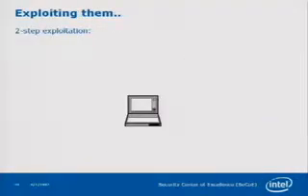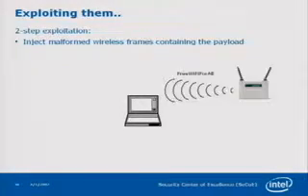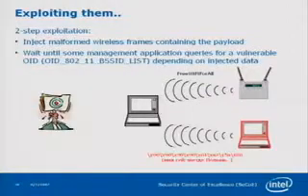So it gives us a two-step exploitation. First step, inject malformed wireless frames containing the payload remotely. For example, the access point sends its information including SSID "Free Wi-Fi for all". And then some attacker system injects some malicious shell code inside the SSID element.